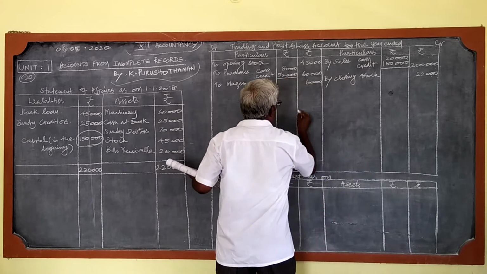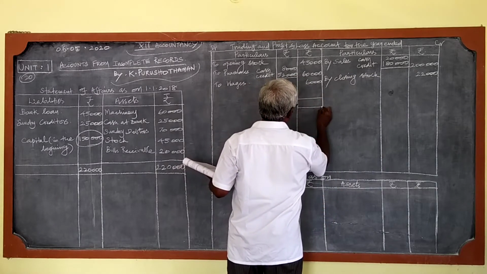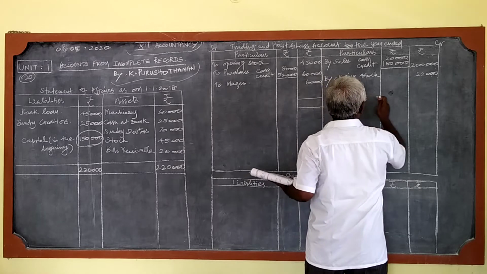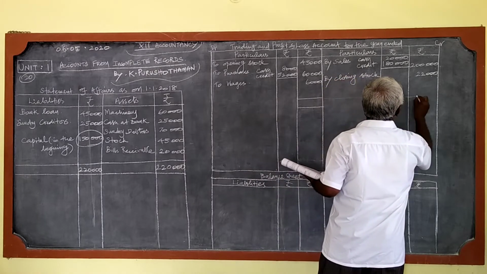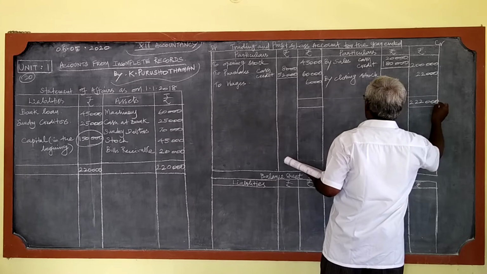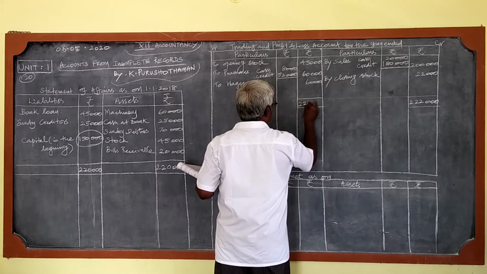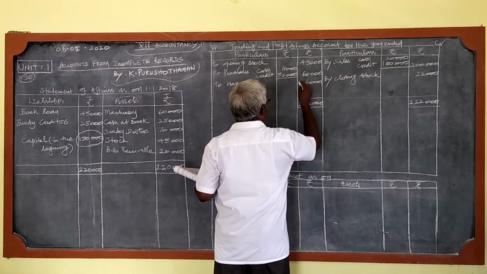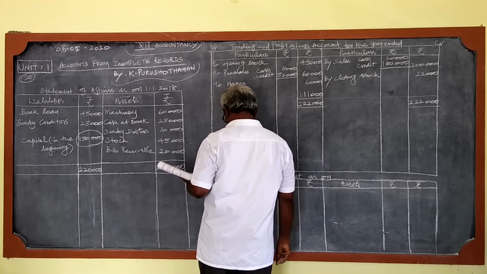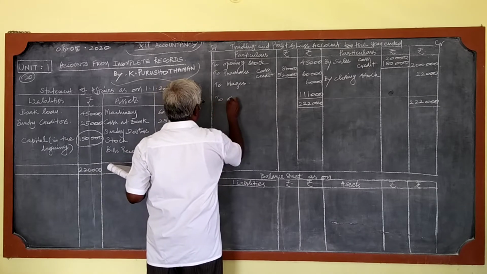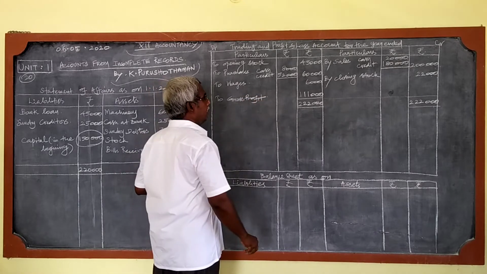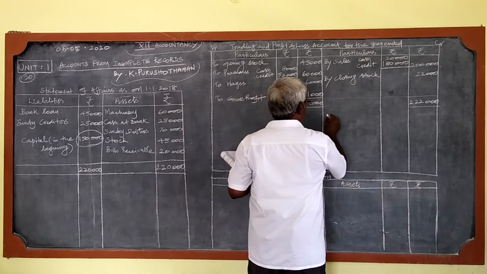So we can close the trading account now. This is 1,11,000. Here this is 2,22,000. So put 2,22,000 on both the sides. And the balancing figure will be 1,11,000. To gross profit 1,11,000. And this is by gross profit.